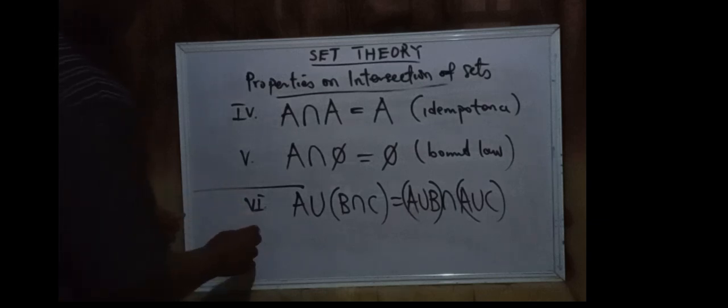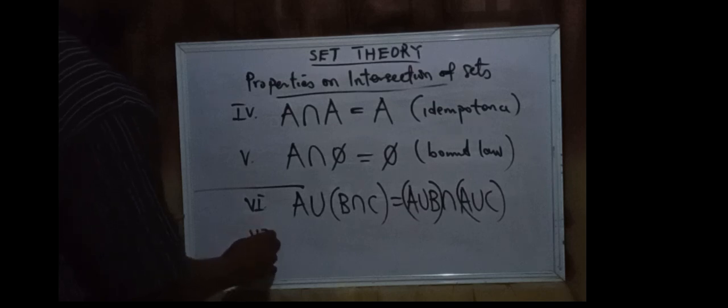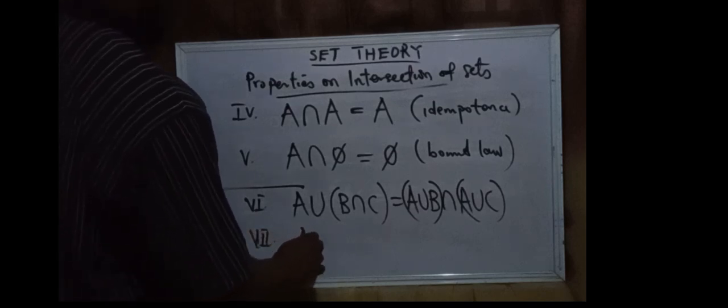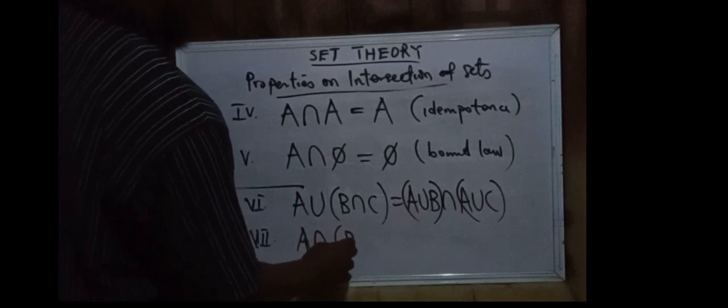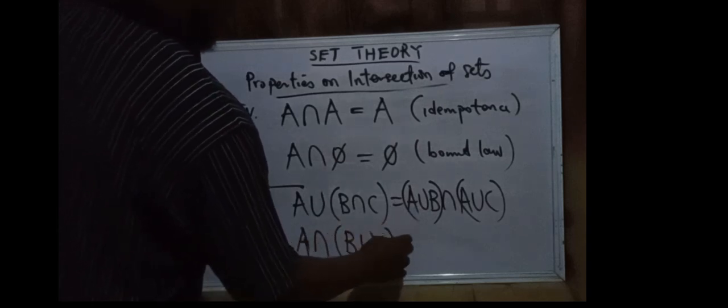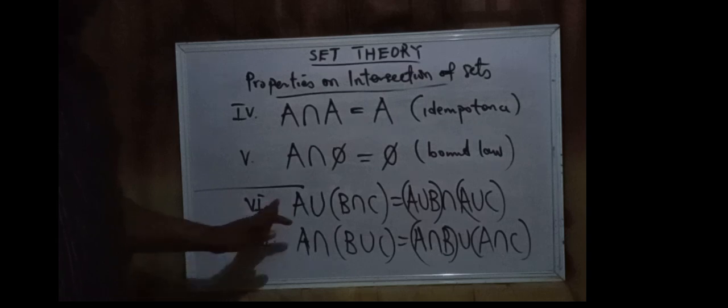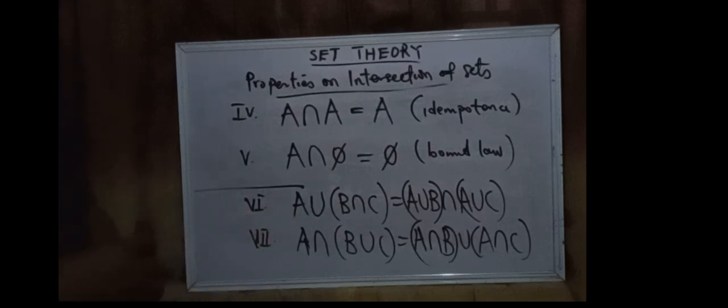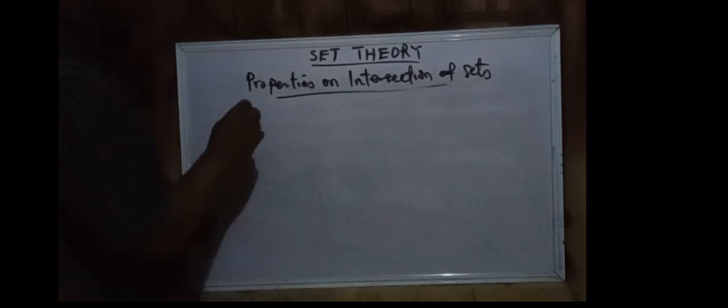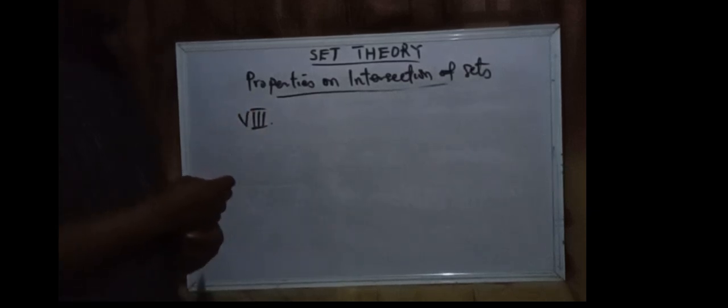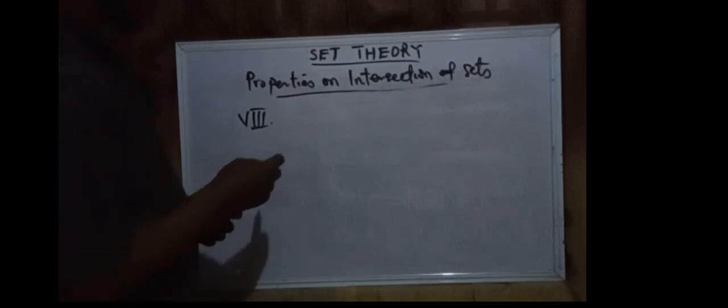But there are two kinds of them. The second one is A intersection B union C, which is similar to A intersection B union A intersection C. So these two laws are referred to as the distributive laws.